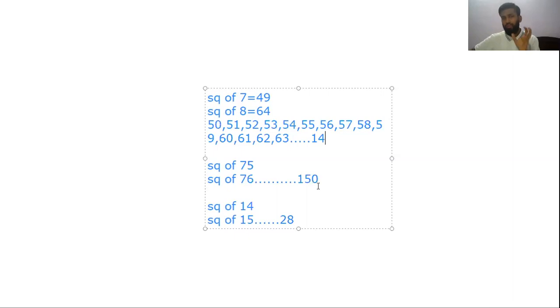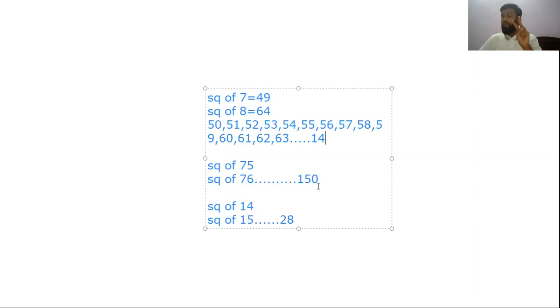Now you need to focus on one thing: all the numbers that lie in between the square of two perfect square numbers. See, a square is coming two times here, so don't be confused. All the numbers that lie in between the square of two perfect square numbers are not perfect squares. This is kind of confusing, right? I'm repeating once again. All the numbers that lie in between two perfect square numbers are not perfect squares.